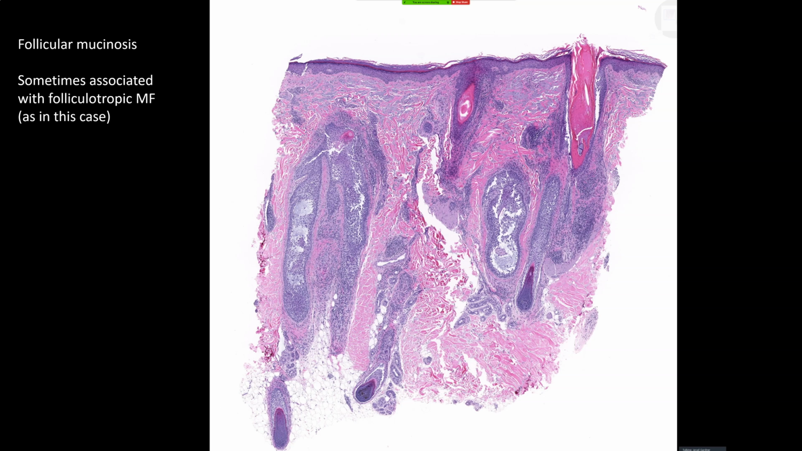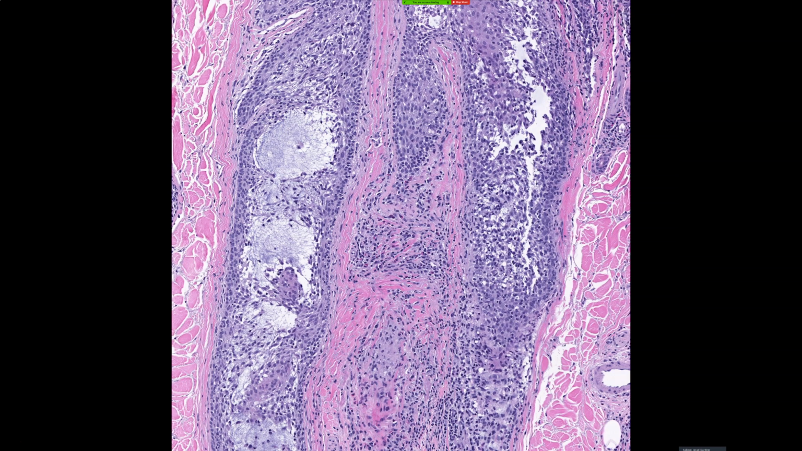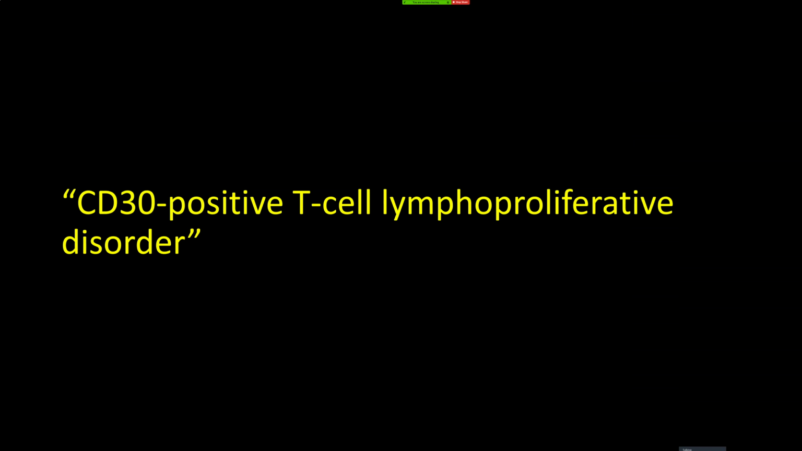I don't believe I've seen one of those yet in practice, but LYP is lymphomatoid papulosis, we'll talk about in a little bit. And if you haven't paid attention, there's a growing list of weird variants of lymphomatoid papulosis that are there to vex and confuse pathologists. And there's a closer look up at the follicular mucinosis.